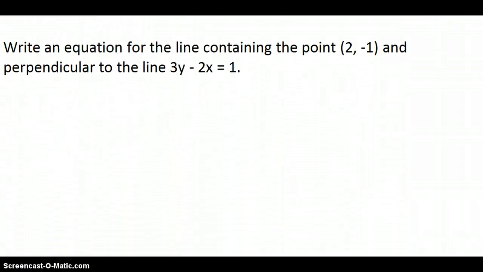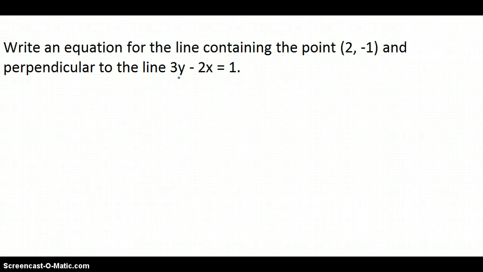And then our last example. This question asks us again to write an equation for a line that contains the point (2, -1) and is perpendicular to the line 3y minus 2x equals 1. So again, we want to start with those same 3 questions. Our first question is, what is the slope of the line that they give us?